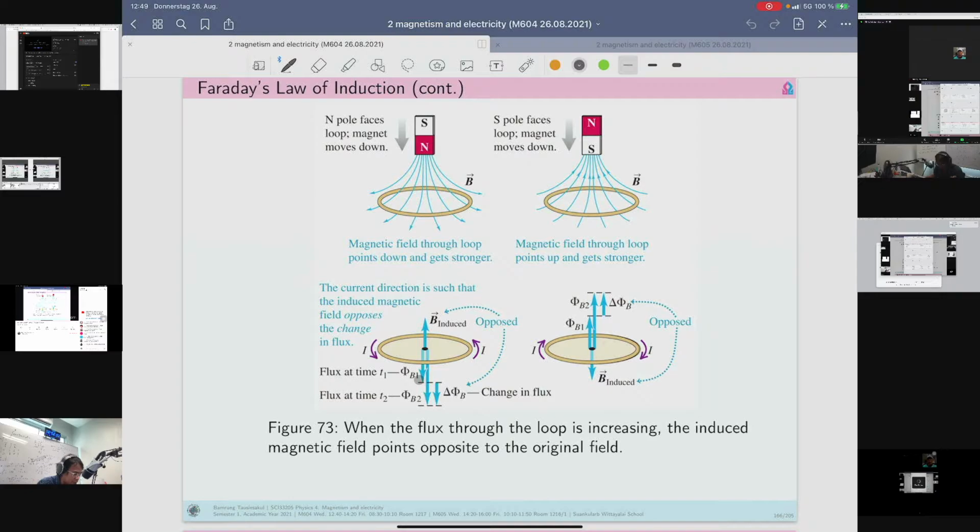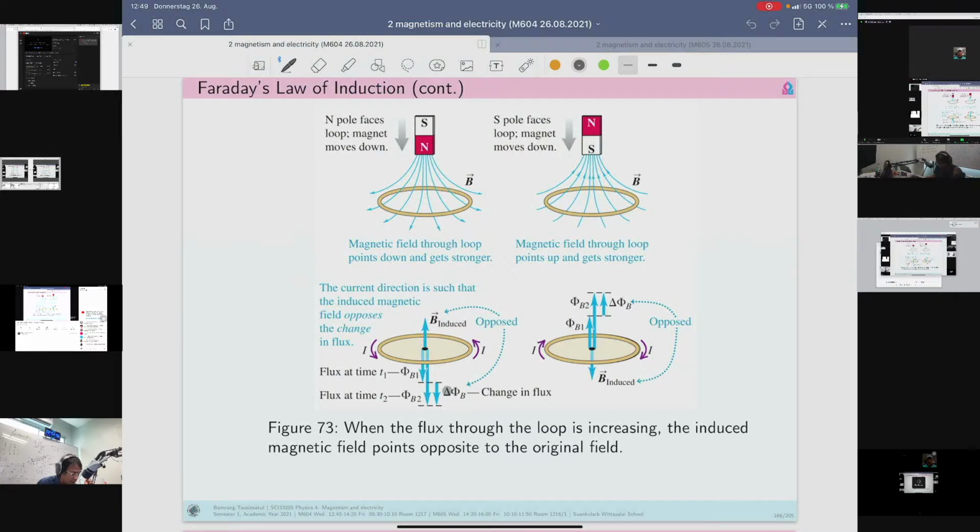With the comparison of both situations, we find that there will be a change in magnetic flux, which is denoted by delta phi B. Delta phi B is something important to this scenario, because the EMF will emerge due to the quantity of flux change.